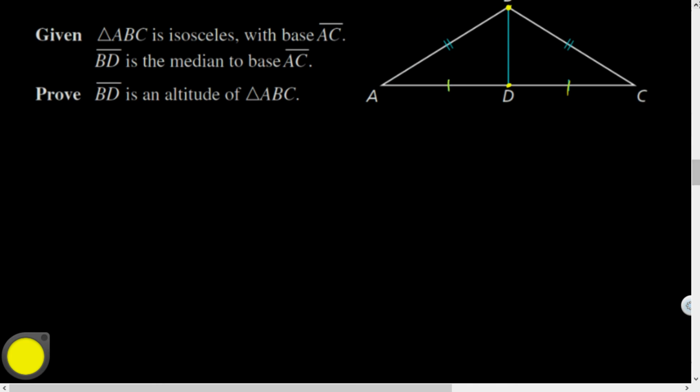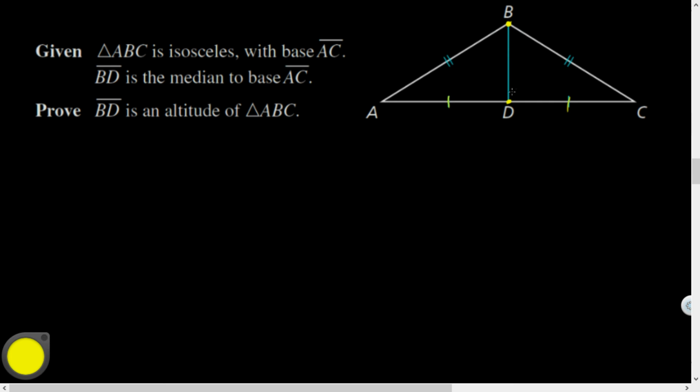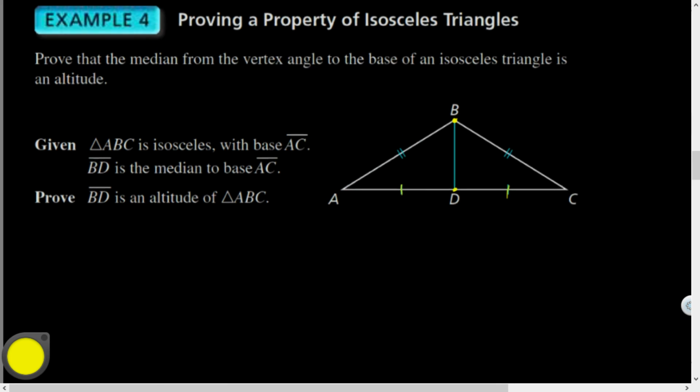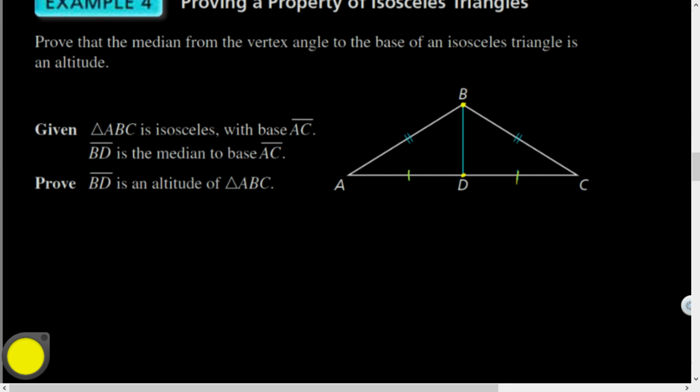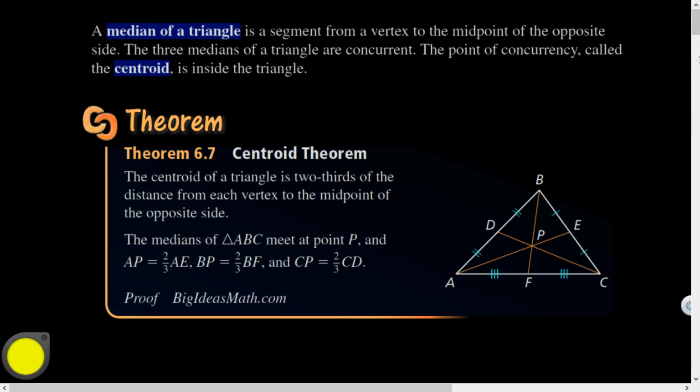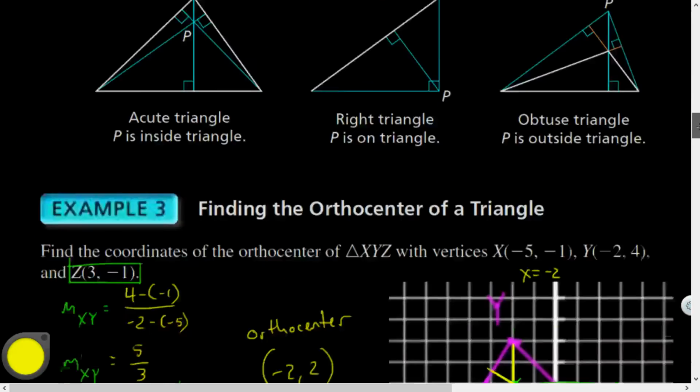So, given this, let's prove that it's an altitude. How do I prove it's an altitude? How am I going to prove that's an altitude, friends? Prove the triangles congruent. Side, side, side. And then reflexive. Uh-oh. My mouse died, and now it's going crazy on me.